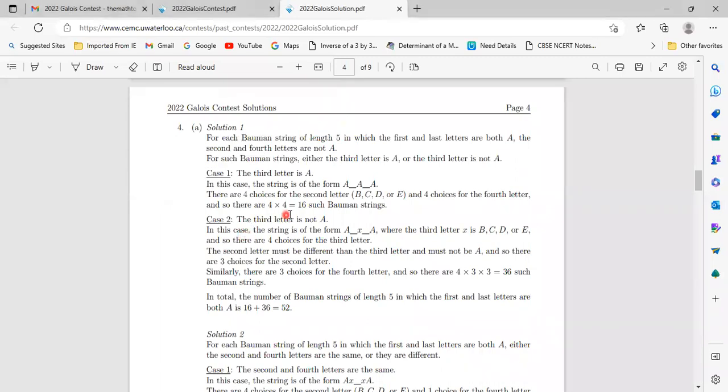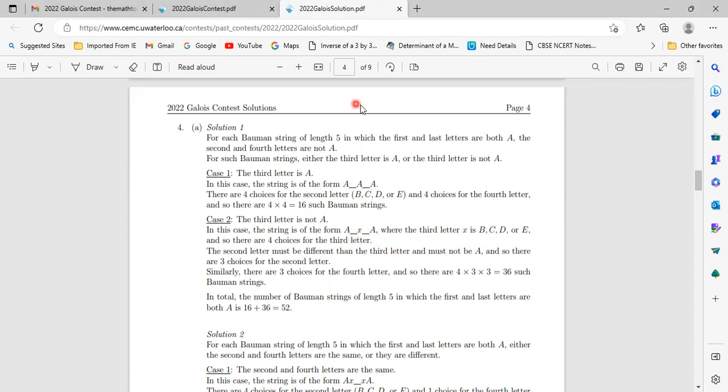So in case 2, the third letter is not A. So I'm going to assume the unknown value is X here, which means the third letter is B, C, D, or E. Because for A, we have already concluded the solution, so you don't have to include A again here. So we can find what happens if X is B, C, D, or E, which means you do have 4 choices for the third letter.